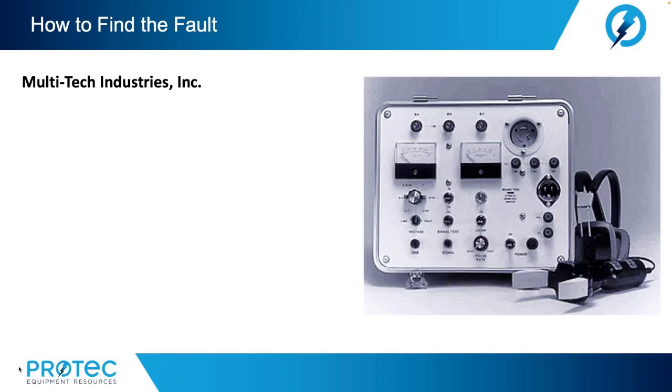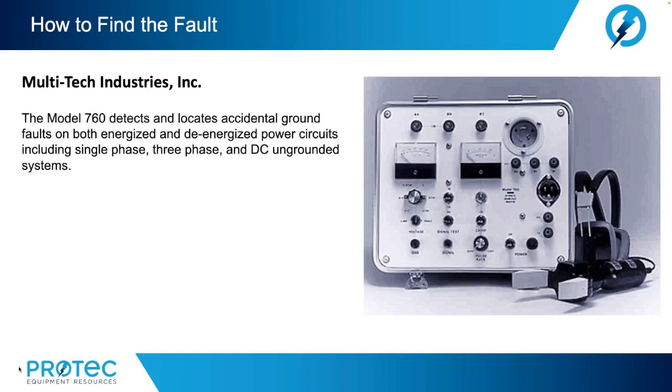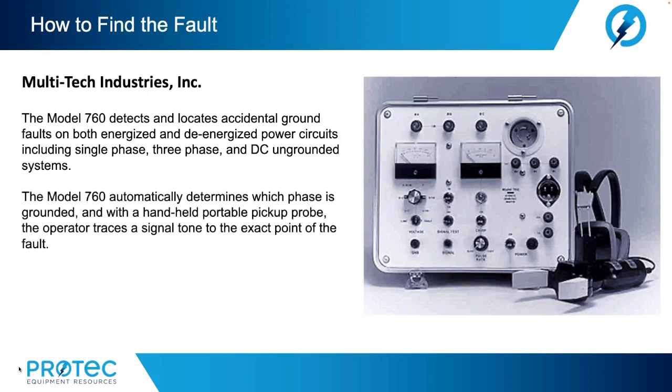Now, the Model 760 detects and locates accidental ground faults on both energized and de-energized power circuits, including single-phase, three-phase, and DC ungrounded systems. The 760 automatically determines which phase is grounded, and with a handheld portable pickup probe, the operator traces a signal tone to the exact point of the fault.